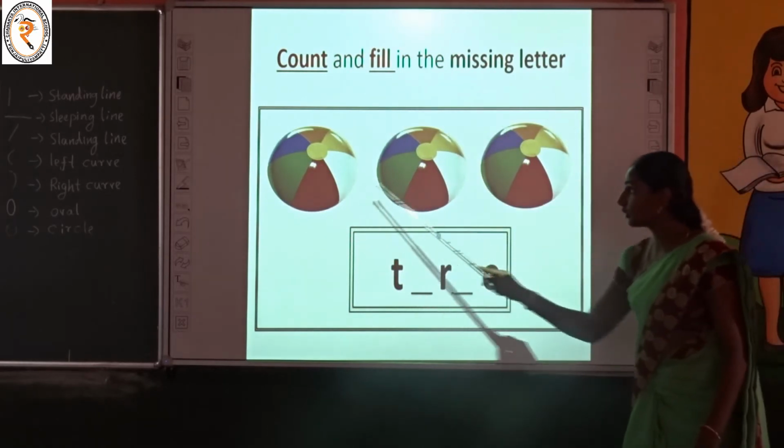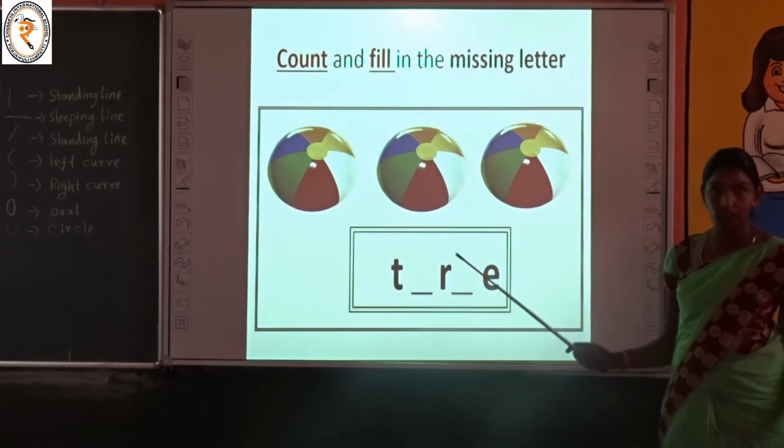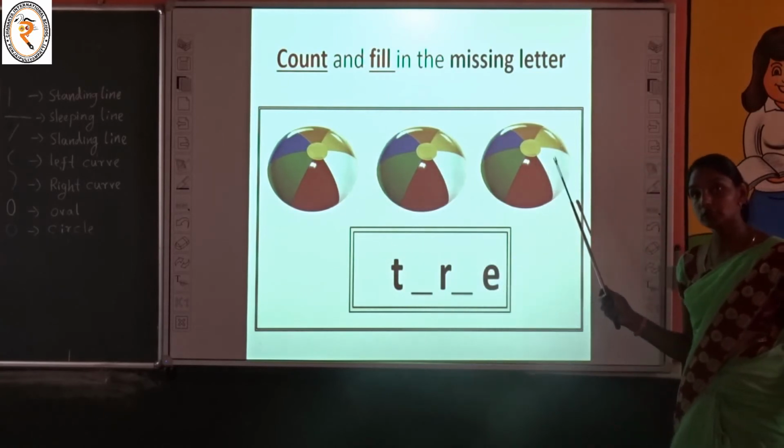Again, you are going to count the given images and tell the missing numbers. Are you ready? There are balloons. Count. 1, 2, 3. How many balloons? 3 balloons.